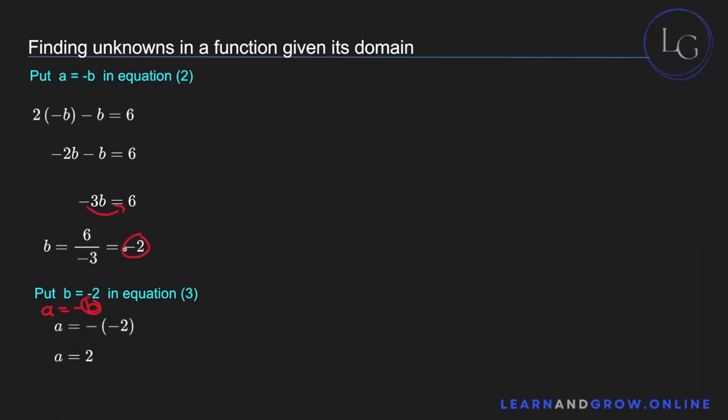So we've now found the value of b, which is negative 2, and the value of a, which is 2. Right? So we've now found the two unknowns. If in the original question it had a third unknown, c, you'd need 3 values of f at 3 different domains, right? And so on and so forth.